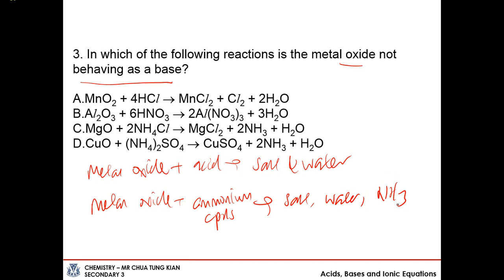So if we look through these four equations here, let's start from the bottom. I have a metal oxide and an ammonium compound giving me salt, water, and ammonia gas, so this is correct. I have an acid here and a metal oxide giving me salt and water, so this is also correct. And for the first one, I have an acid with a metal oxide. By right, it should give me salt and water. I have salt, and I have water, and I have chlorine gas here. Aha! So in this case, a metal oxide is not behaving as a base. So the answer is A.